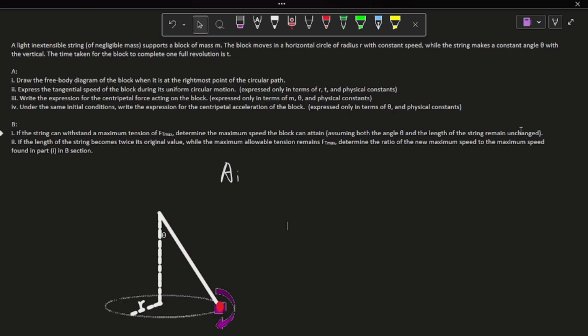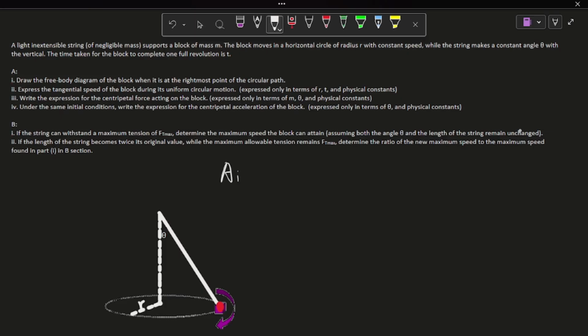Part A. 1. Draw the free body diagram of the block when it's at the rightmost point of the circular path. 2. Express the tangential speed of the block during its uniform circular motion, expressed only in terms of r, t, and physical constants. 3. Write the expression for the centripetal force acting on the block, expressed only in terms of m, theta, and physical constants. 4. Under the same initial conditions, write the expression for the centripetal acceleration of the block, expressed only in terms of theta and physical constants.